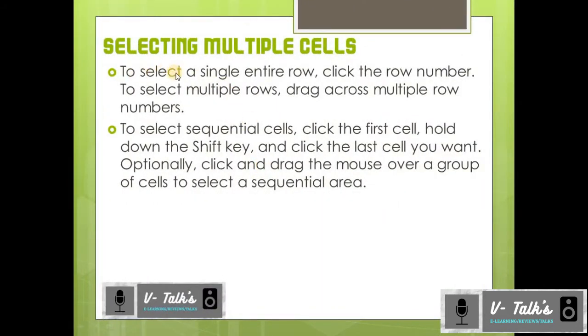To select a single entire row, click the row number. To select multiple rows, drag across the multiple row numbers. That is the next option. I will show that. To select sequential cells, click the first cell, hold down the Shift key, and click the last cell you want. Optionally, click and drag the mouse over a group of cells to select a sequential area. So these 4 methods I will just show you.